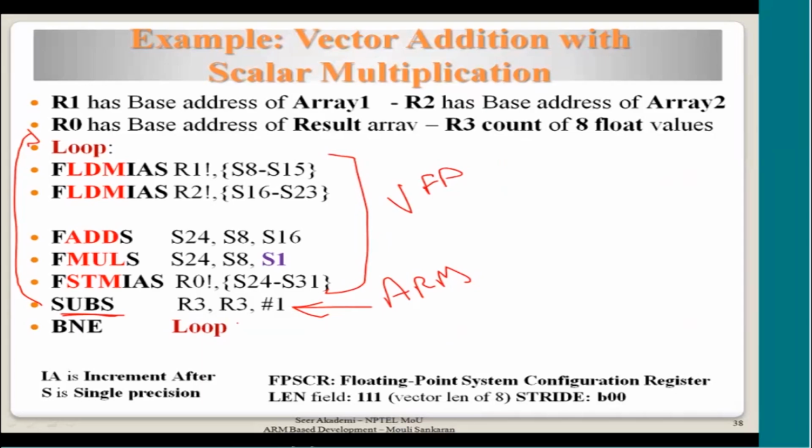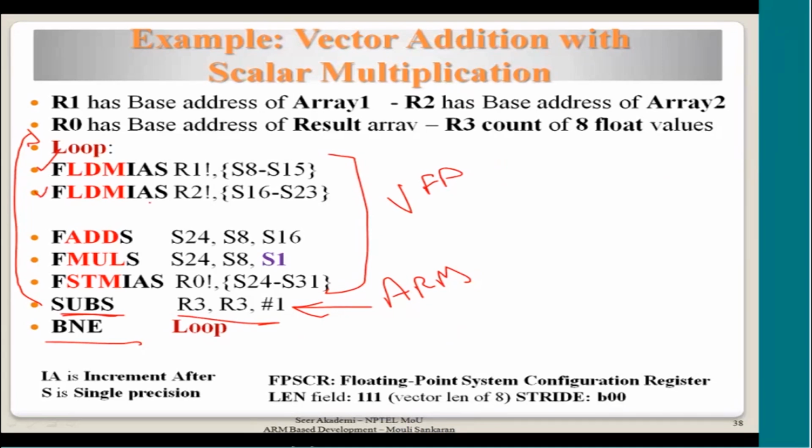So when the ARM instruction is done, the BNE is what? Branch if not equal to. That means this is subtracted by 1, because one set of values is done, and then if it is not 0, then you want to go back. Now this instruction is coming again.